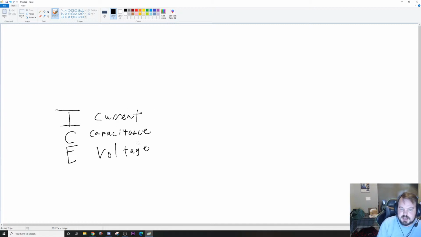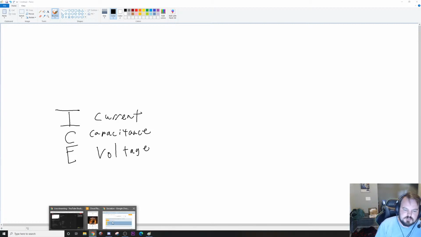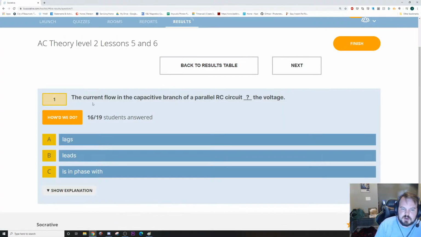So current is ahead of voltage in a capacitive circuit. Let's compare that to our question. Current flow in a capacitive branch of a parallel RC circuit blanks the voltage. Well, the current leads the voltage.